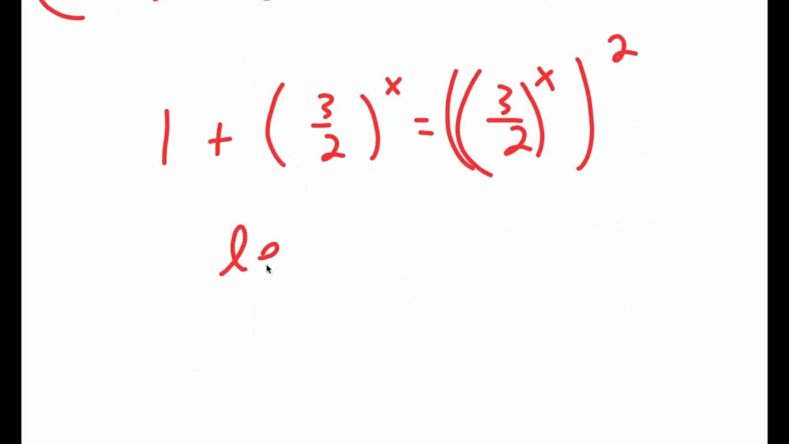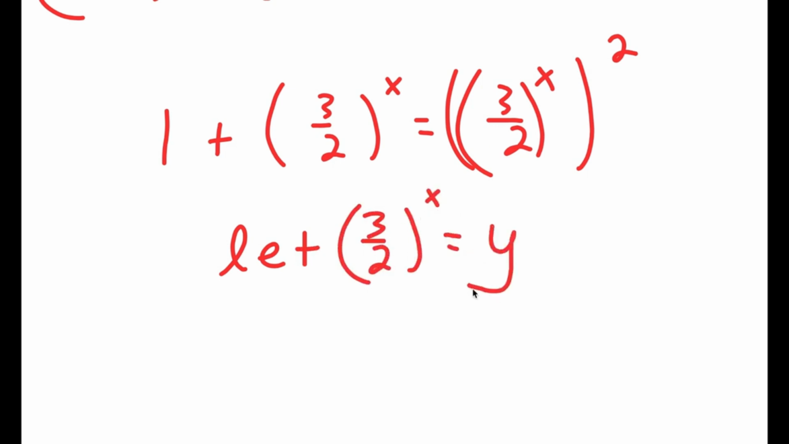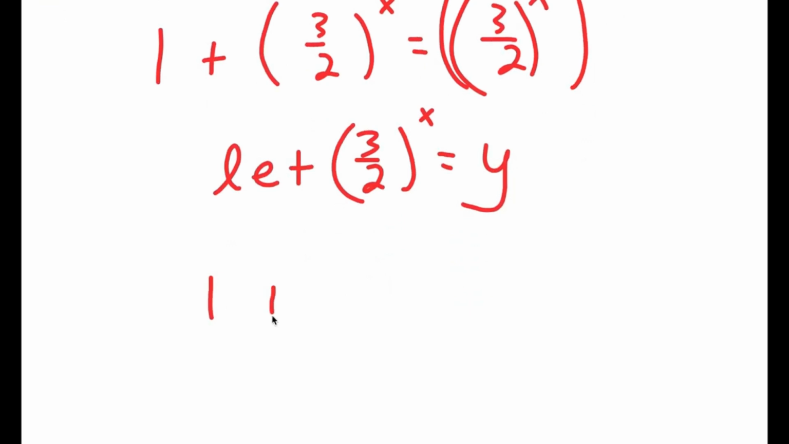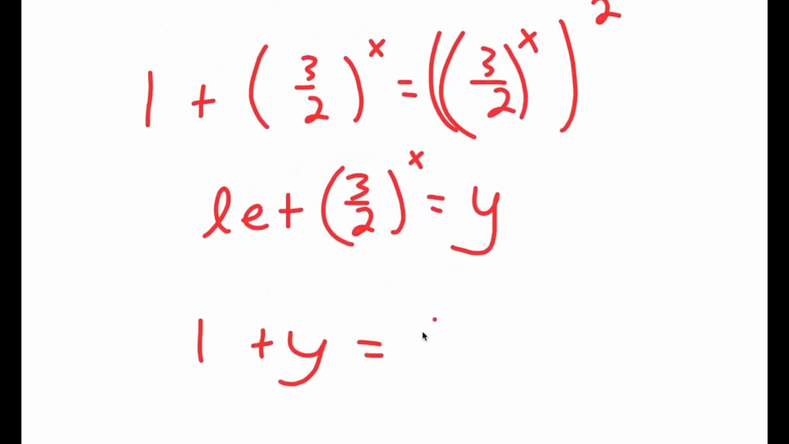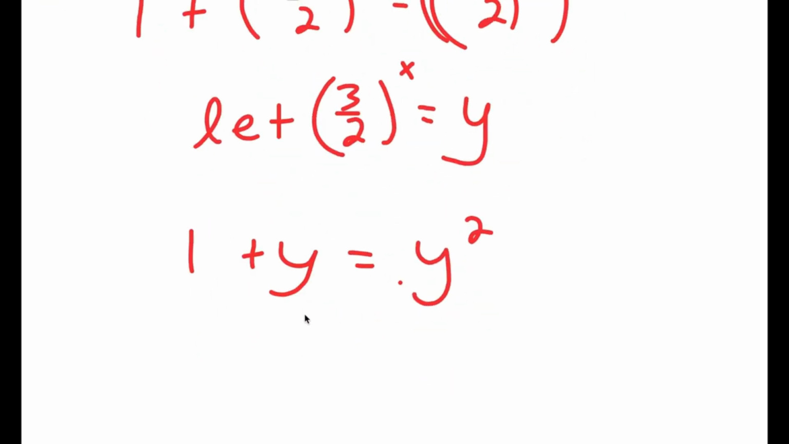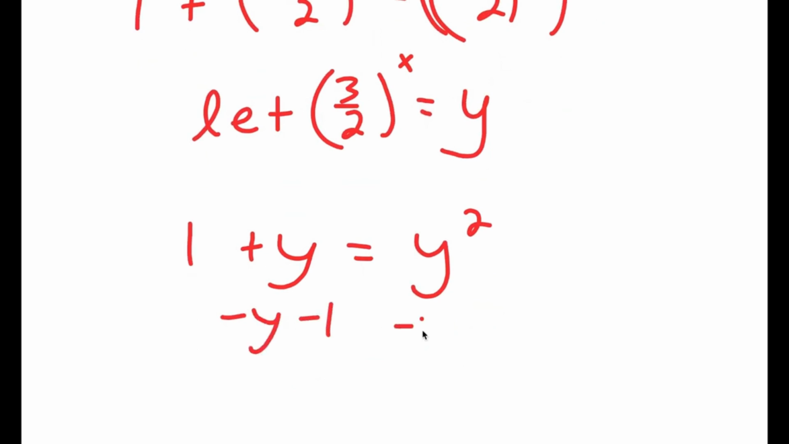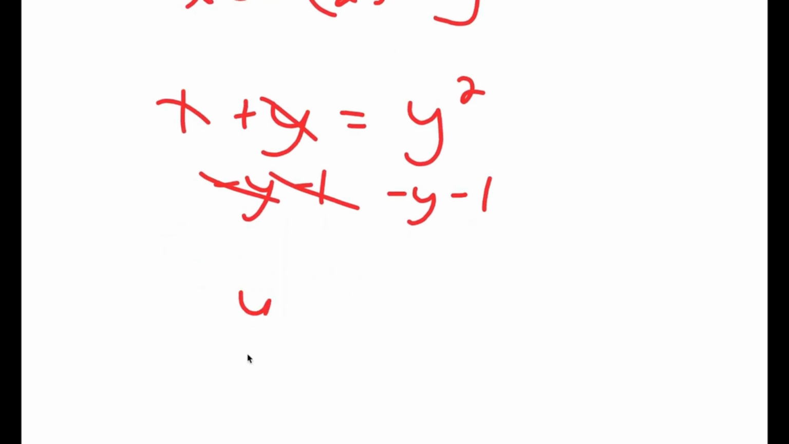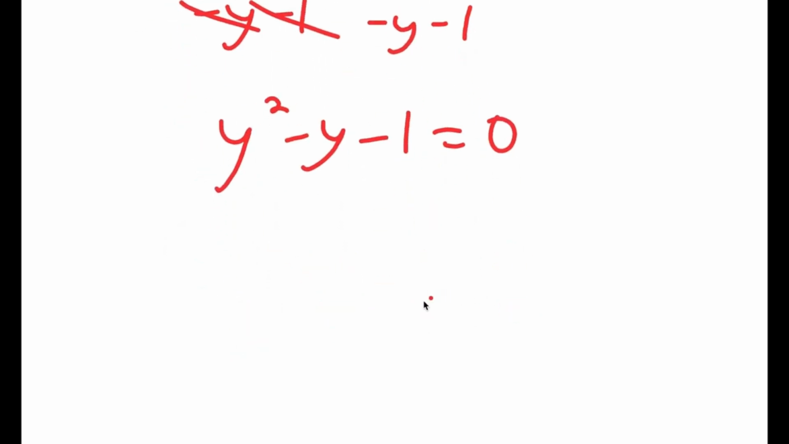Now I'm going to let 3 over 2 to the power of x equal to the variable y. So I get 1 plus y is equal to y squared. And if I subtract y minus 1 on both sides, these cancel out, and I get y squared minus y minus 1 is equal to 0.